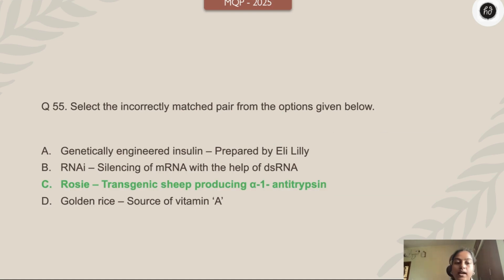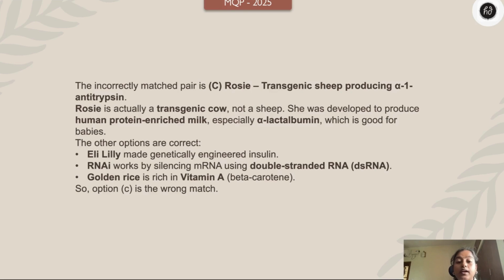Okay. Yes, so the answer is Rosie. What do you think is the error here? Rosie is a transgenic cow, not a sheep, right? It was developed to produce human protein enriched milk, especially alpha-lactalbumin, which is good for babies. Eli Lilly made genetically engineered insulin, and RNAi is silencing of mRNA using dsRNA. Golden rice is rich in vitamin A, which is beta carotene.